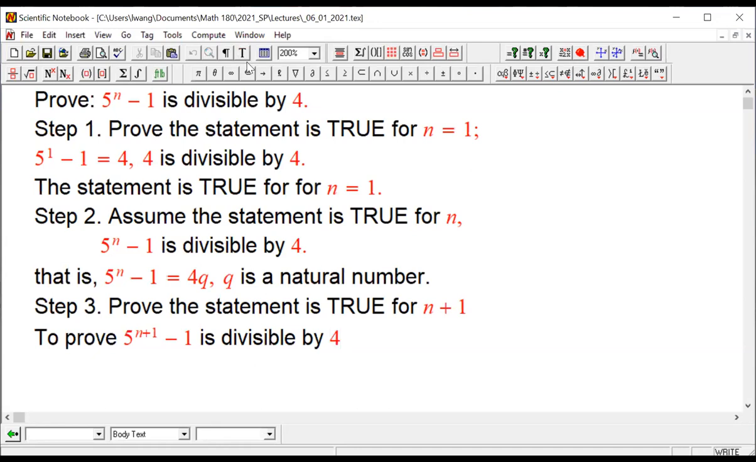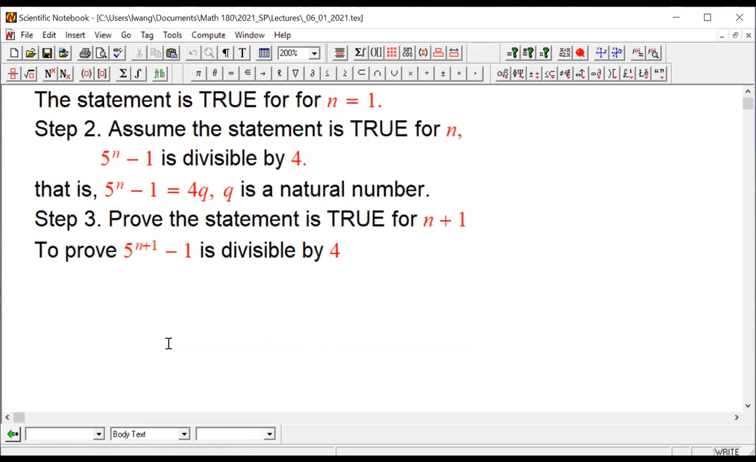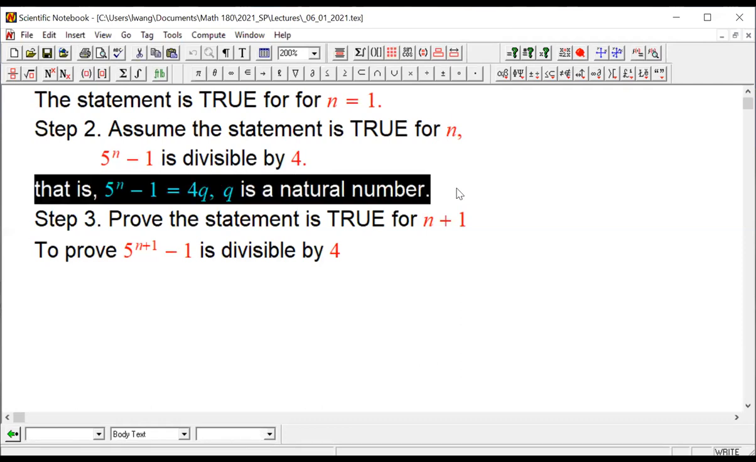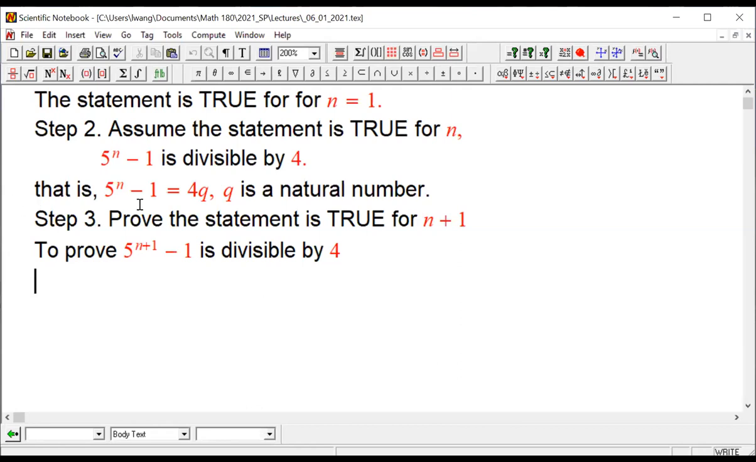So with step 1 proved and step 2 assumed, we are going to prove that 5 to the power n plus 1 is also divisible by 4. So let's see how we work it. From what we did, you can actually move this step to the next one. These are the flexible things you can do.